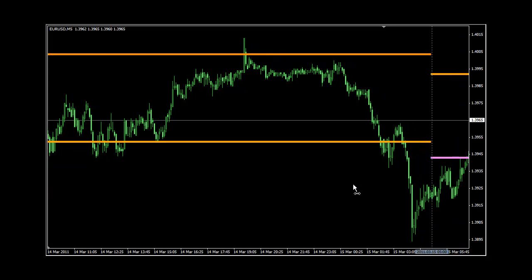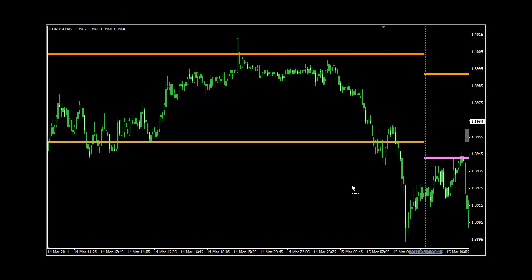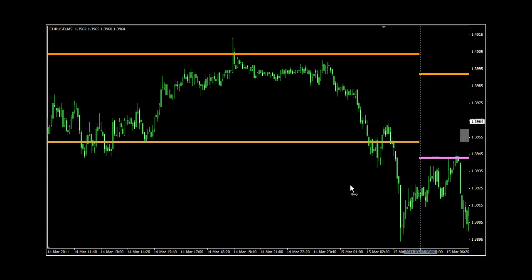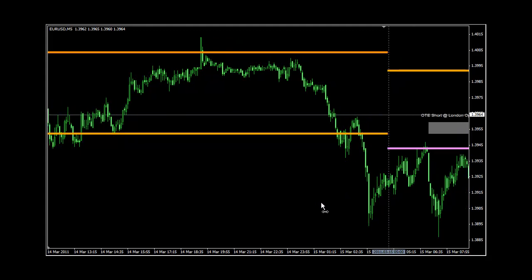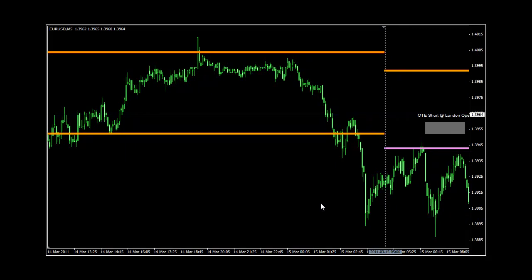Price trades up to central pivot, slips down, blows out the low from the previous day, trades up to almost the central pivot, and we are in the London Open.